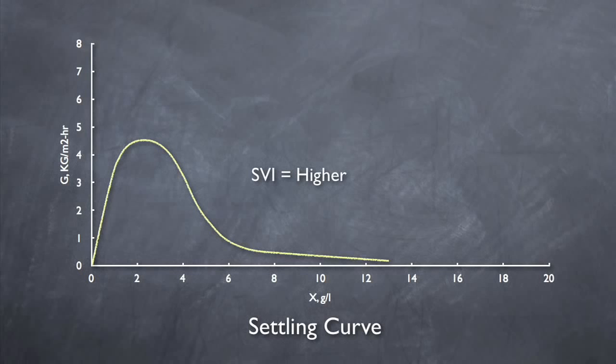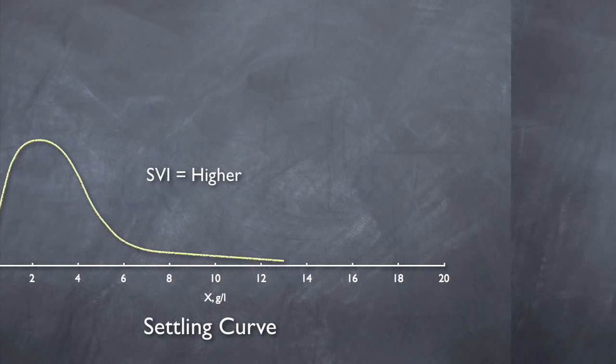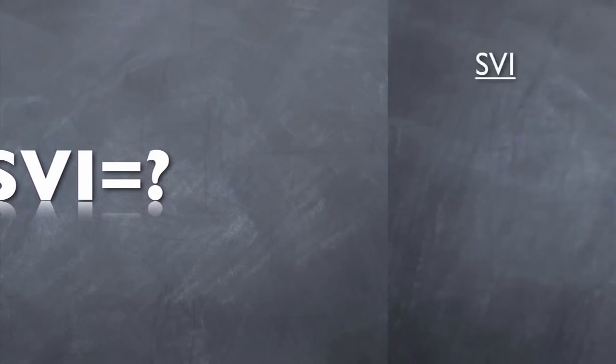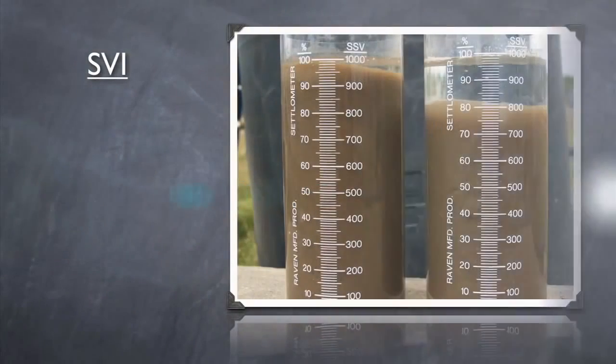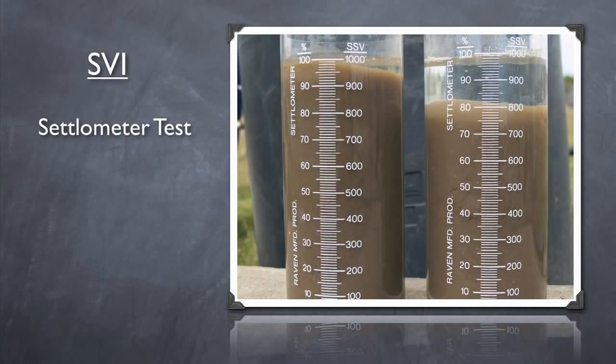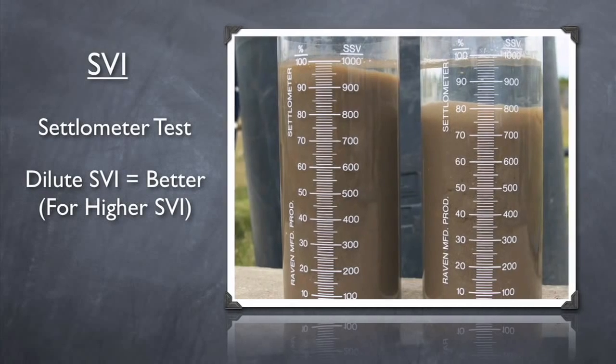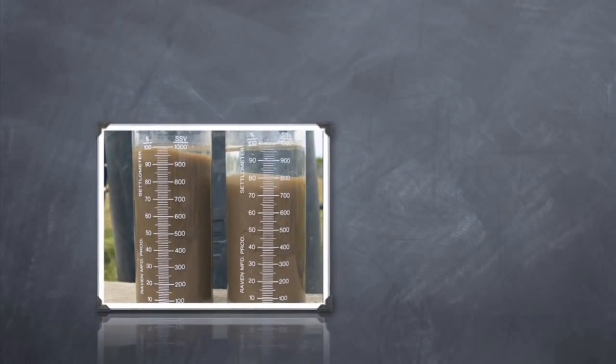So what does it matter if the curve is larger or smaller? Well, we'll find that out in a minute. But now that we know that SVI is important in determining the settling curve, how do we determine the SVI, and what causes it to change? Well, the SVI can be determined by performing a settleometer test. Also, if you can, use a diluted sample to determine your SVI. This will allow for more accurate results, especially when the SVI is higher.